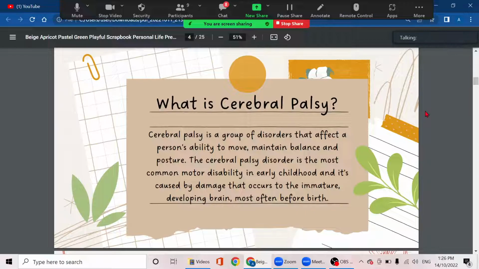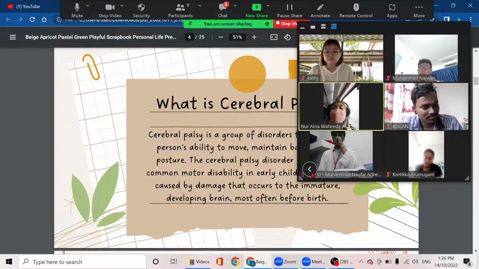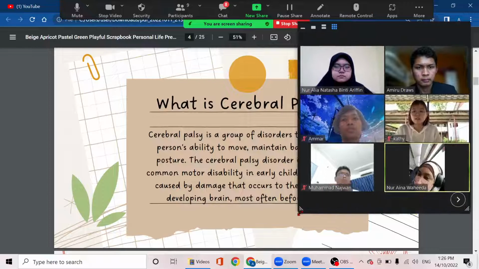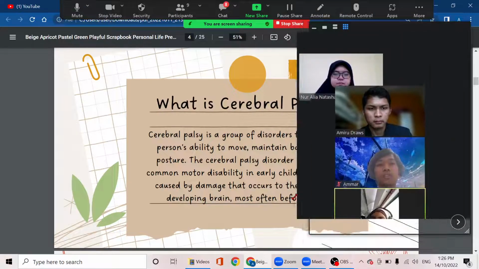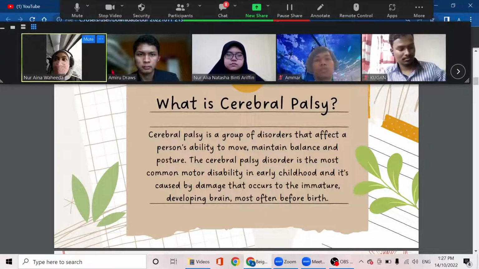What is cerebral palsy? It is one of a group of disorders that affect a person's ability to move, maintain balance, and posture. Cerebral palsy is the most common motor disability in early childhood, and it's caused by damage to the immature developing brain, most often before birth. Basically, this happens a lot during birth when the baby is in the mother's womb, or maybe right after they are born.